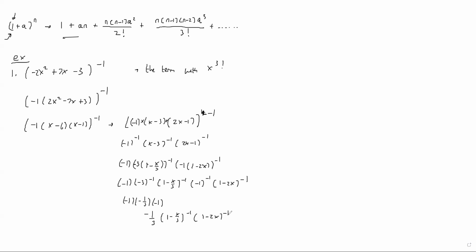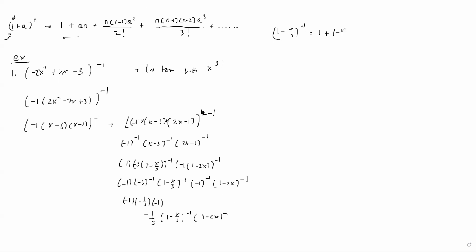All right. So now we already get the pattern that we want. We already get 1 plus a to the power of n. All we need to do is expand each of the brackets right here one by one. So let's expand the first one first: 1 minus x over 3 to the power of negative 1. Because we already did several examples before, we can go straight into the pattern here. So that will be 1 and then plus na.